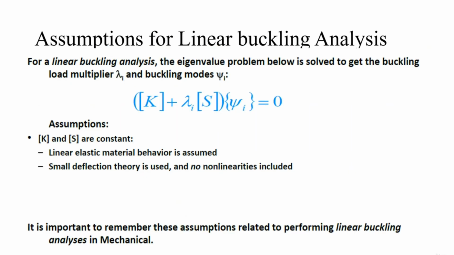Different assumptions are taken for linear buckling analysis. The first and foremost assumption is that the stiffness and the stress are constant, linear elastic material behavior is assumed, small deflection theory is used, and no nonlinearities are included. If you select the large deflection theory to solve this problem, you are going into a nonlinear zone. For a linear buckling analysis, the eigenvalue problem is solved using the equation (K + λi S) ψi = 0. It is important for you to remember all of these assumptions while performing a linear buckling analysis.